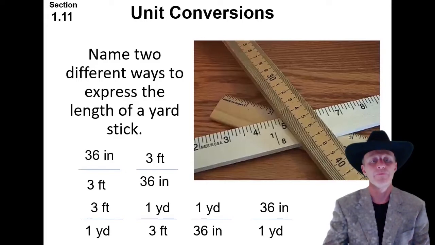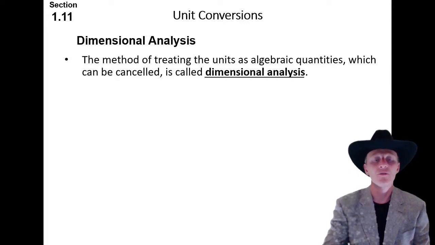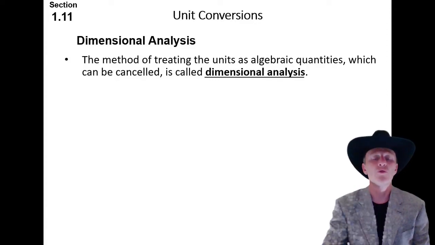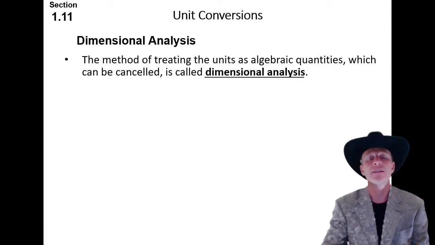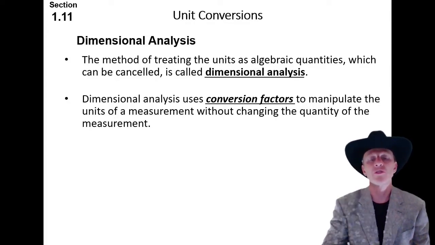All right, so this method of using those conversion factors, it's called dimensional analysis. The method of treating units as algebraic quantities that can be canceled is called dimensional analysis. Like 5x over x, the x's cancel. Well, if it was 5 centimeters over a centimeter, the centimeters can cancel. So when we use units as algebraic quantities which can be canceled, then we call it dimensional analysis. Dimensional analysis uses conversion factors to manipulate the units of a measurement without changing the value of the measurement.